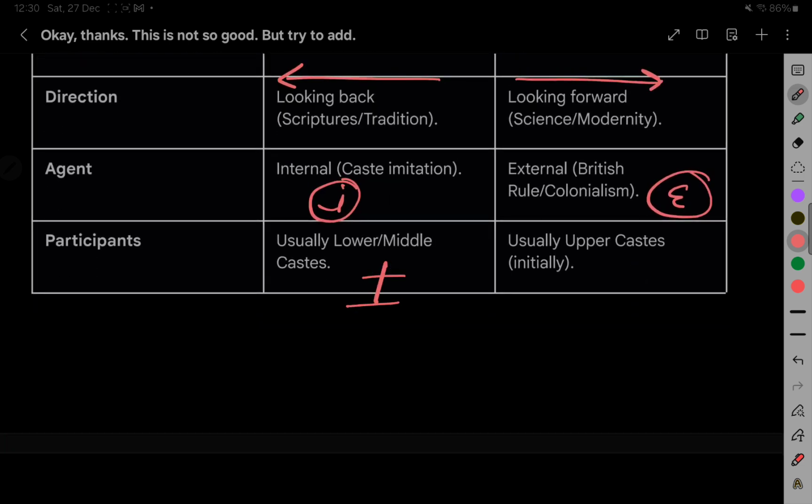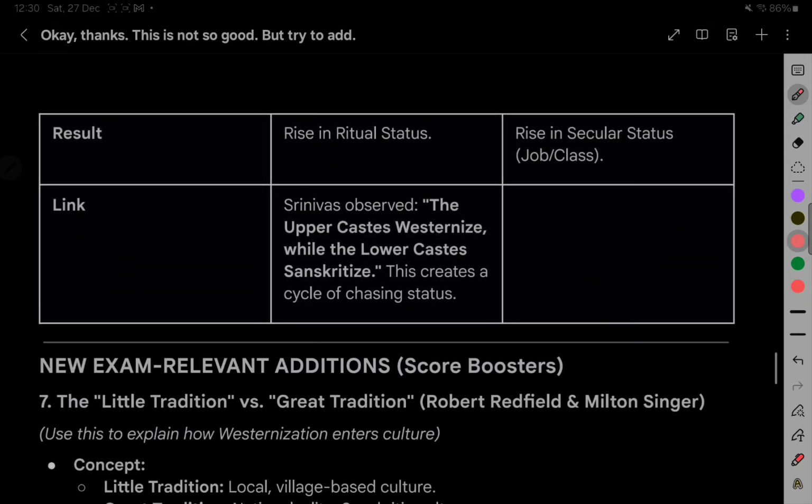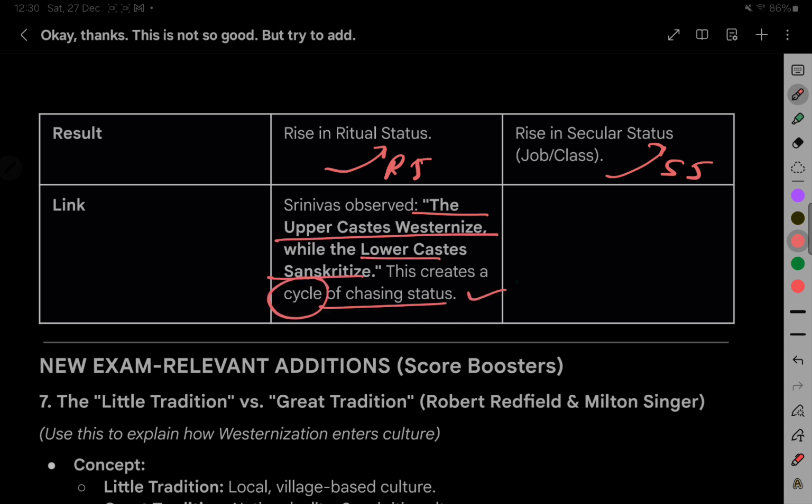Participants: usually lower, middle castes; usually upper castes initially. Result: rise in ritual status; rise in secular status, job, class. Link: Srinivas observed the upper castes westernize, while the lower castes Sanskritize. This creates a cycle of chasing status.